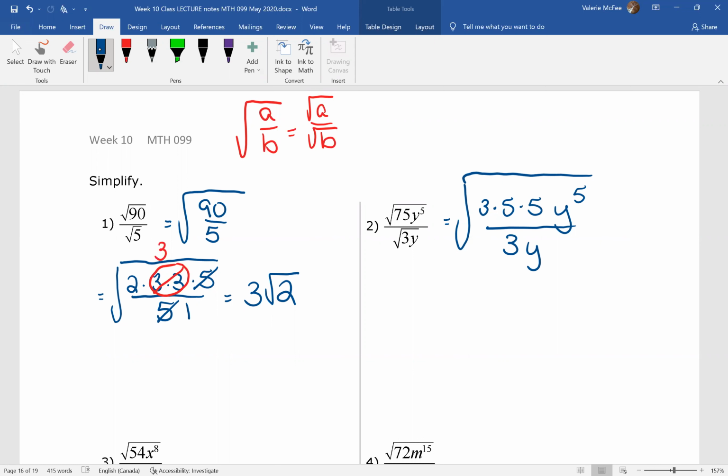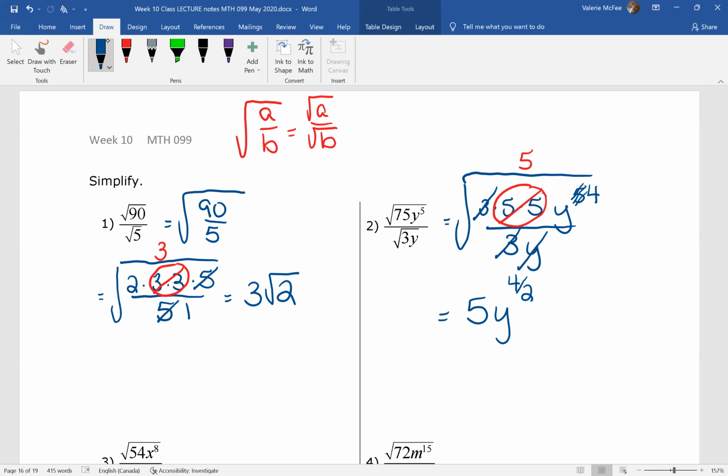Now again, I see that I can factor out this common factor of 3, and this 1y is going to leave me with y to the power of 4 in the numerator. I know that I can take out these two factors of 5. And we remember that when we're finding the root of a variable, we divide the exponent by the index.